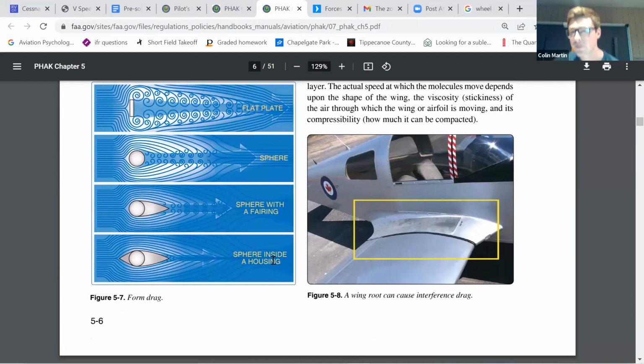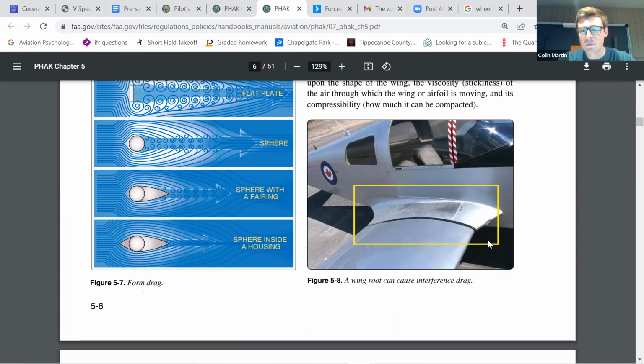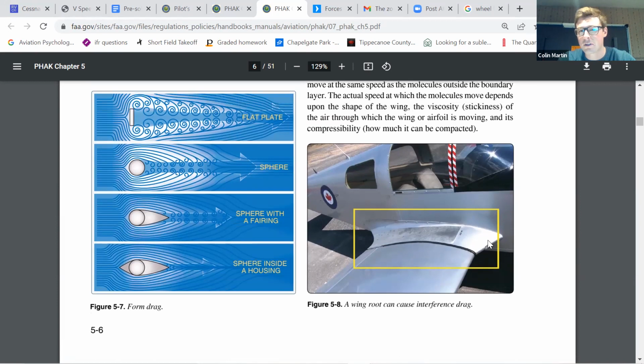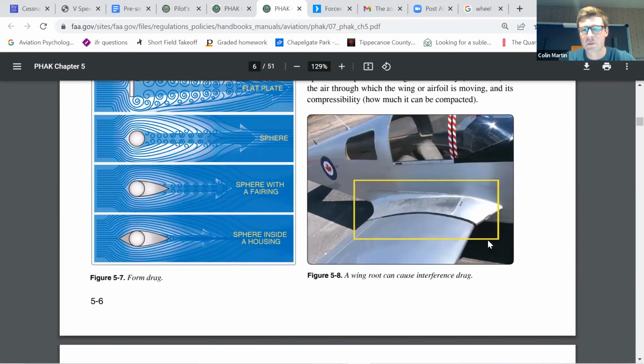Then we have interference drag, and that's just how the airplane is made. Interference drag is when there are two pieces of an aircraft that are molded together, like a wing root. You have air that's flowing nicely along the fuselage, and then it just has to separate along the wing root, which will cause drag. Makes sense?